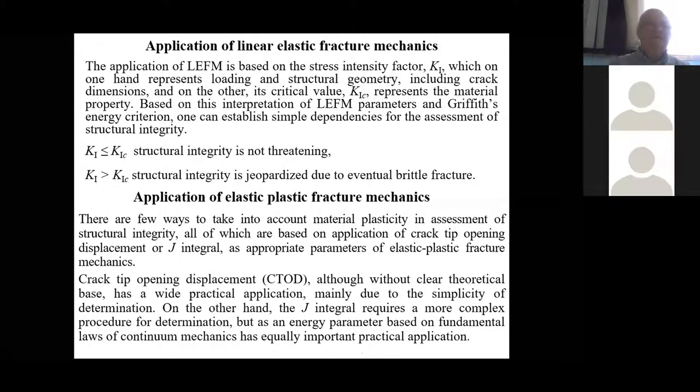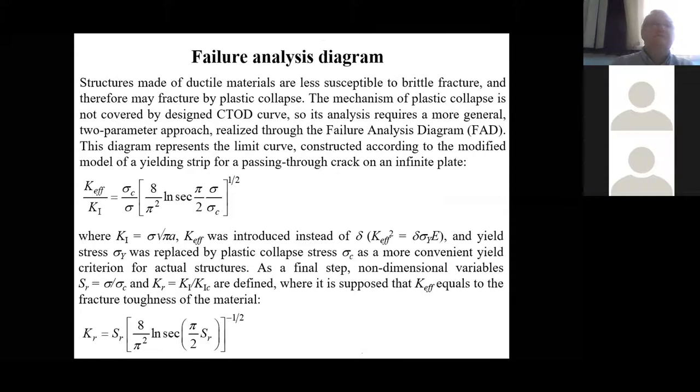And as I told you, elastic-plastic fracture mechanics is not our focus today, but just for a complete overview of the application of its parameters, here are a few comments about the J integral and CTOD as the most commonly used parameters of elastic-plastic fracture mechanics. As I told you, we will still consider plasticity in a specific way.